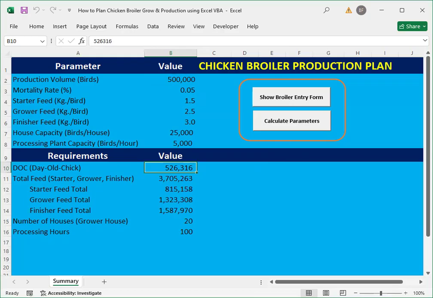But of course, your opportunity for a bigger profit or bigger sales of birds to the market will also reduce. Okay, so you can decide depending on your house capacity, depending on your processing plant capacity. Okay, you decide. And depending also on your feed mill capacity, how many you can produce. Say in 500,000, you will only produce 3,700,000 kilograms of feeds that you're going to produce in the feed mill plant.